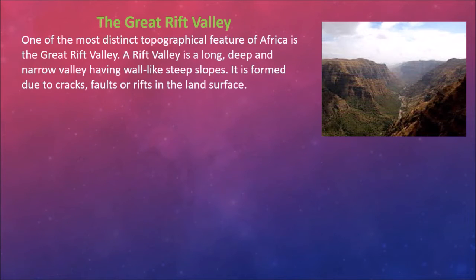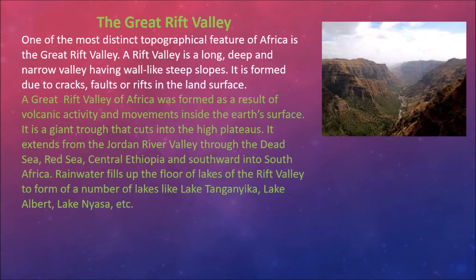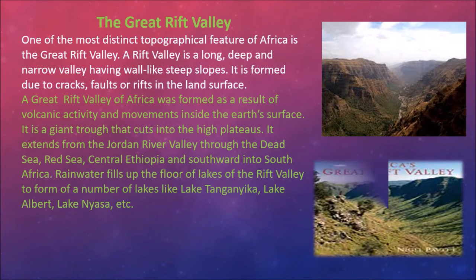Now let us learn about the Great Rift Valley. One of the most distinct topographical features of Africa is the Great Rift Valley. A rift valley is a long, deep and narrow valley having wall-like steep slopes. It is formed due to cracks, faults or rifts in the land surface. The Great Rift Valley of Africa was formed as a result of volcanic activity and movements inside the Earth's surface.